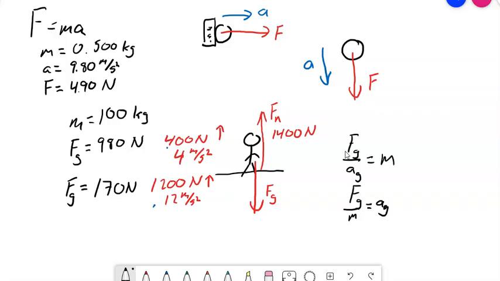So if the weight goes up, the mass goes up. If the mass goes up, the weight goes up, but the acceleration remains the same. So it does not matter. It doesn't matter if an object is big, doesn't matter if an object is small. All objects will fall at the same rate.